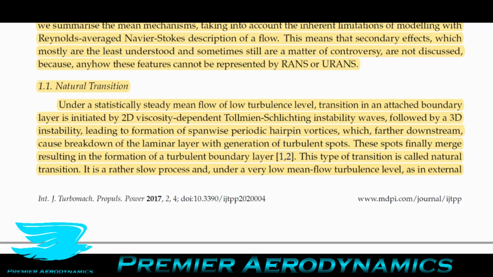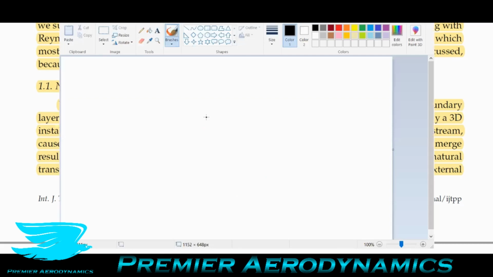So what does all this mean? We haven't even covered the last little bit of the turbulence transition yet. We just covered the formation of these initial Tollmien-Schlichting waves, they break down three-dimensionally to hairpin vortices, which then generate turbulent spots. So let me discuss what all this means.